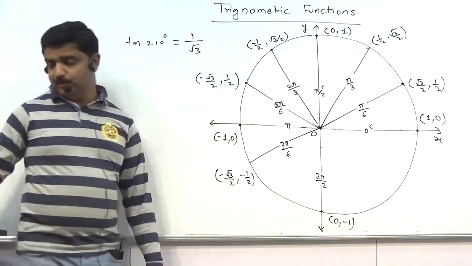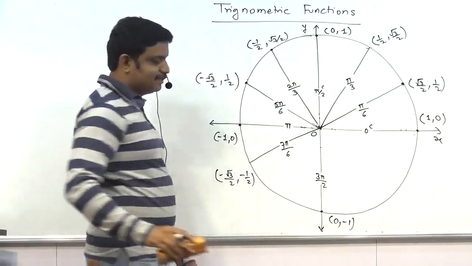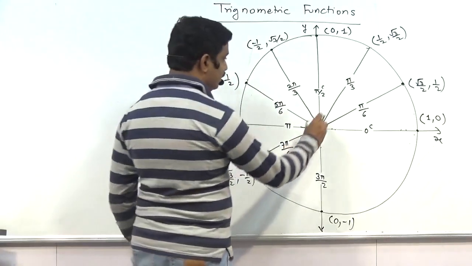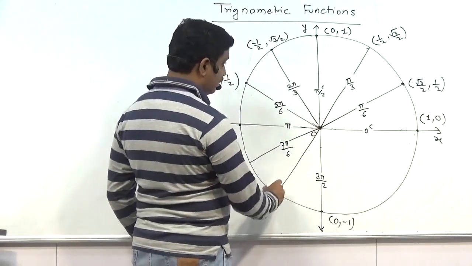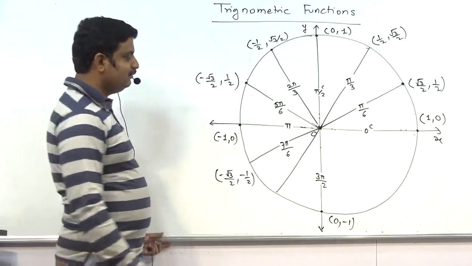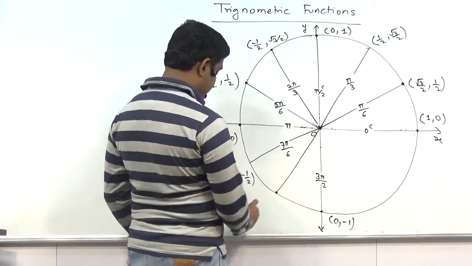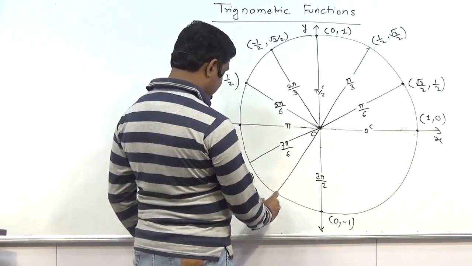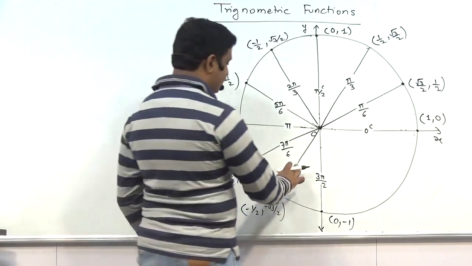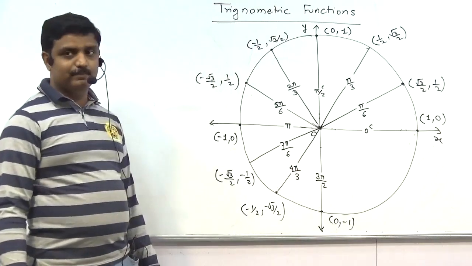And this should happen very quickly. Great. What should be the next angle? 8 pi by 6. 8 pi by 6 means 240 degrees. The same pi by 3, if I extend, it becomes 8 pi by 6. What will be the coordinates here? Minus half, minus root 3 by 2. Very correct. What is this angle? 8 pi by 6, which can also be written as 4 pi by 3.